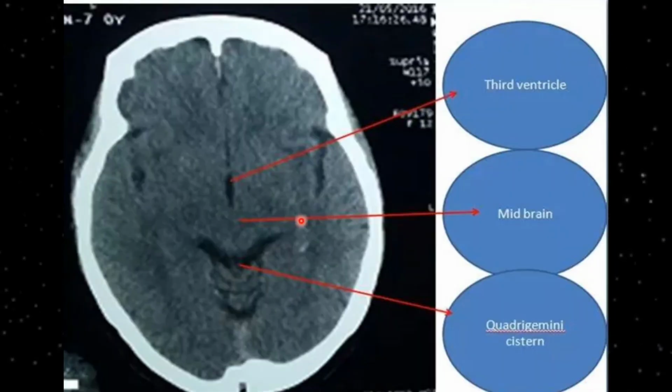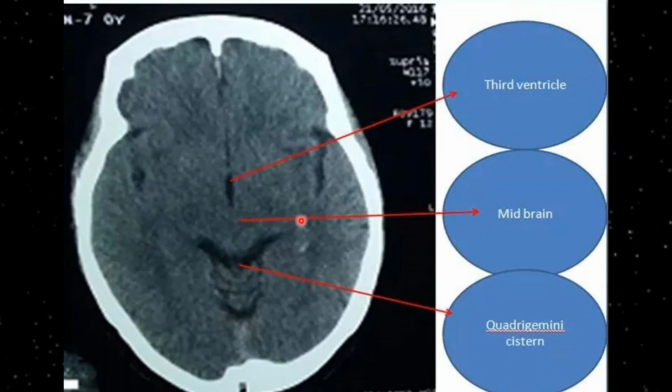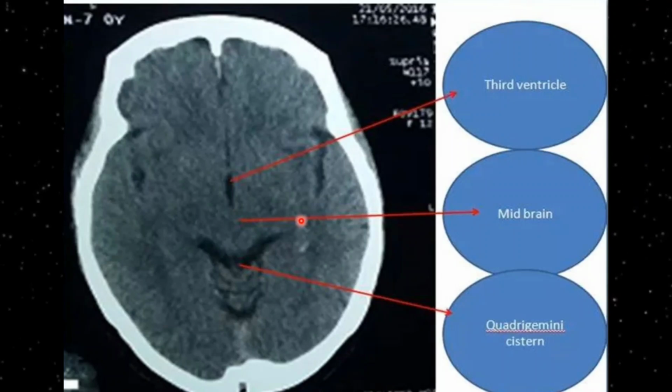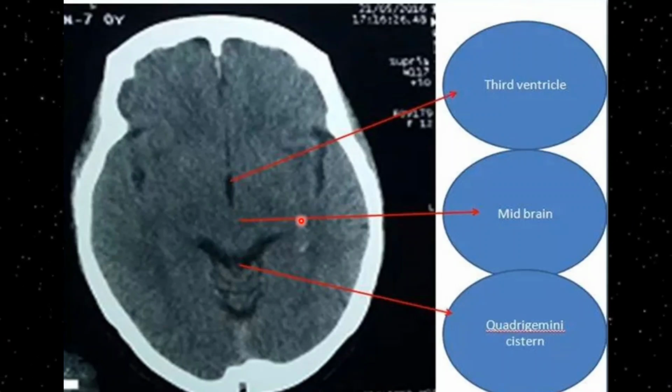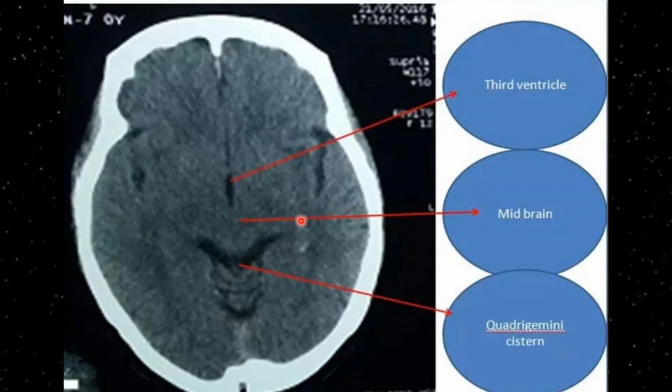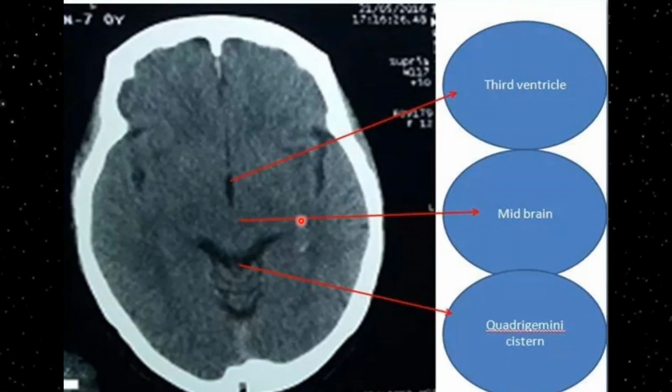So slightly higher, you can appreciate here the third ventricle is visible. On both lateral sides of the third ventricle there is the thalamus. So then you can also appreciate in view the quadrigeminal cistern, and there is the midbrain visible on this particular image.